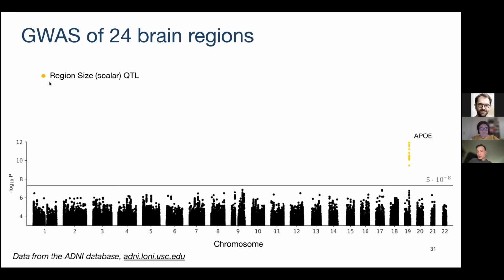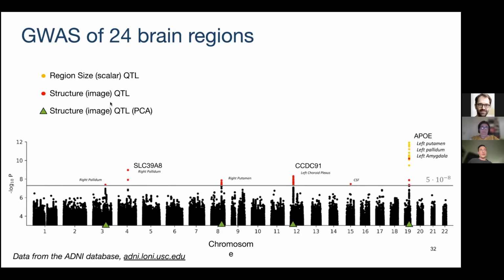So if we just do a GWAS using region size for these 24 regions, the only hit that we find is the ApoE gene. While if you use a multivariate GWAS in this latent representation, we can find additional hits, and only part of them are recovered using a representation obtained through linear dimensionality reduction, such as PCA. Once we find these hits, we can go back to the raw image and visualize which phenotypes are associated with these variants.